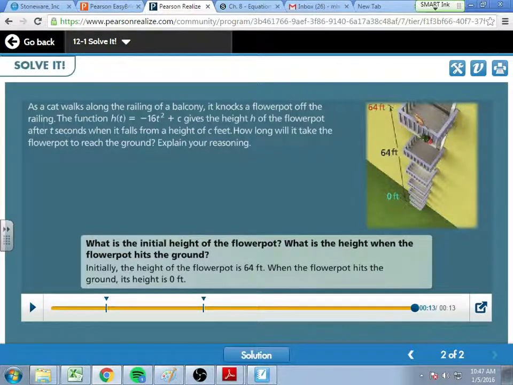So we know this flower pot, because it's only falling, we can simply say negative 16 t squared plus c. Now, what is this negative 16 here? Because there's two different ways we talk about gravity. This is an object.